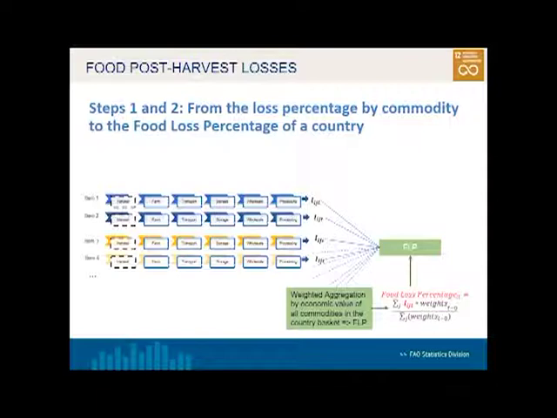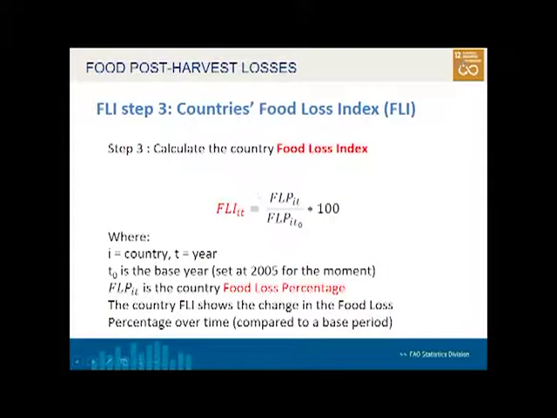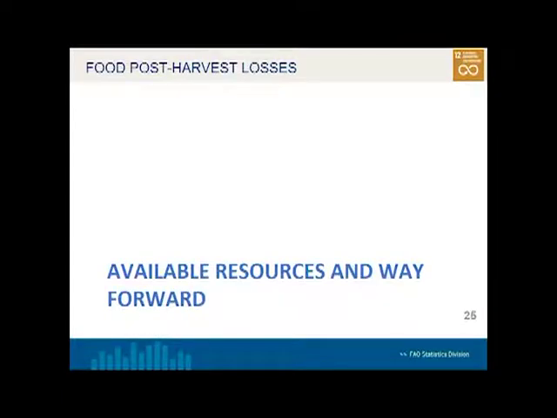Then, when building the food loss index, in fact, the loss percentages of the various products are aggregated into one food loss percentage for the whole country. And by doing a ratio of the food loss percentage in the current year to the base period, one calculates the index. The index is really the very last step of the calculation, and it's the one that is relevant only for international monitoring, but not for decision-making at the country level, which is, I understand, what is of greater concern for all of you.